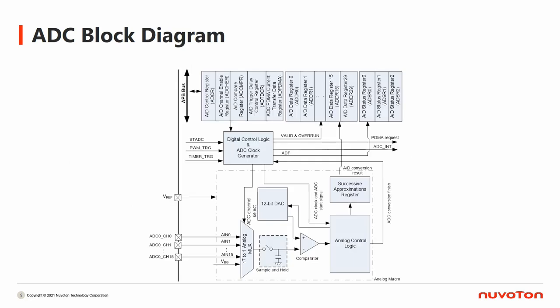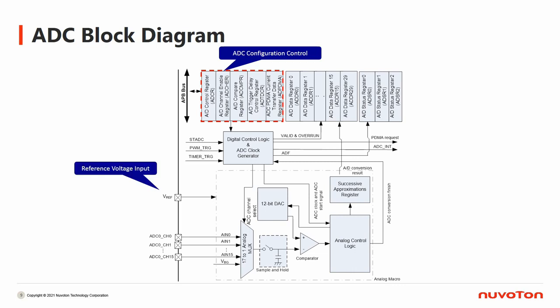This is the block diagram of ADC. First, these are the control registers of ADC. From the lower left corner, we can see ADC channels and VREF. They are all connected to pins outside the integrated circuit. Like we have talked about before, VREF will connect to a voltage less than VDD.